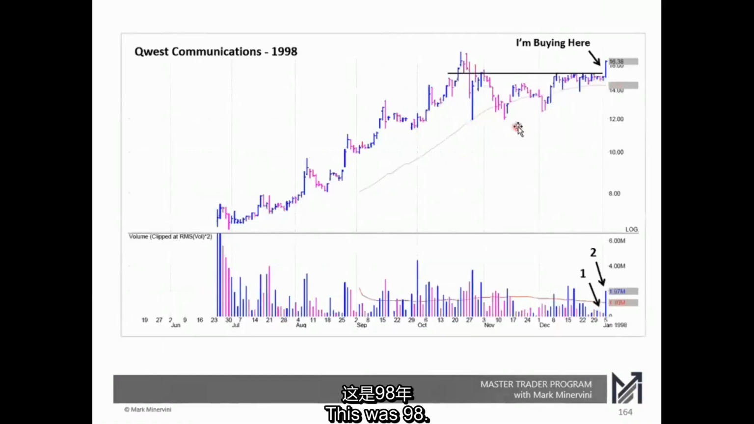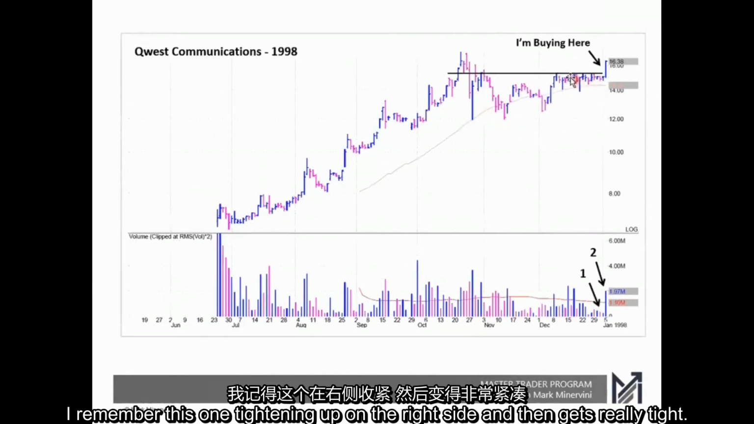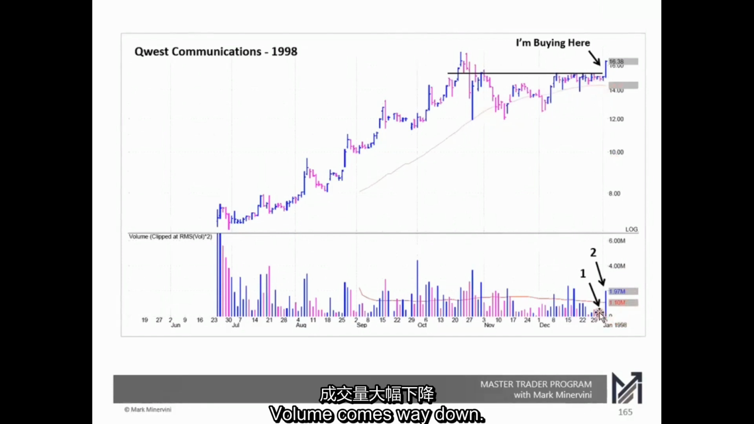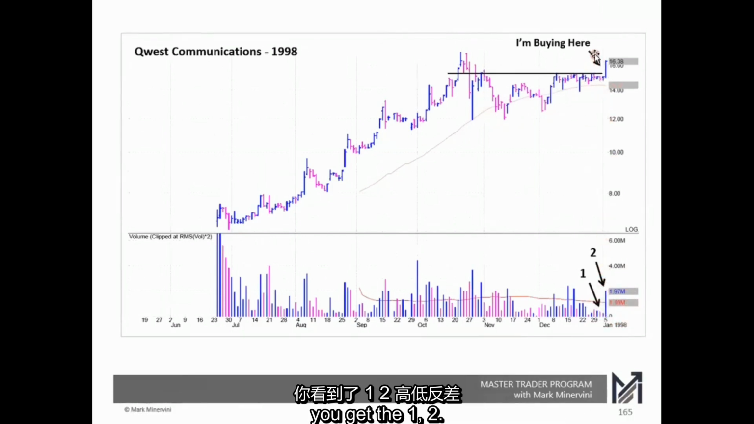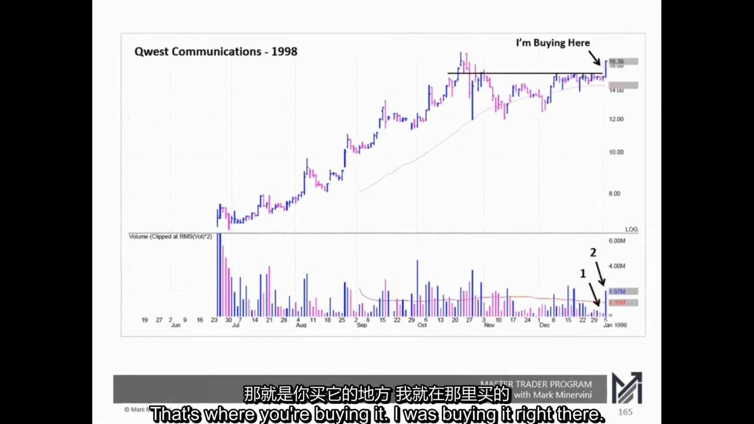Qwest Communications, this was '98. This is one that I bought. I remember this one well. Tightening up on the right side, and then gets really, really tight. Volume comes way down. And as it breaks out, you see the volume come in, you get the 1-2, and that's where you're buying it. I was buying it right there.